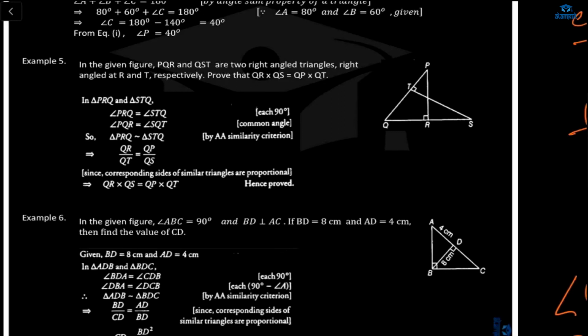Okay, in the given figure, PQR, one of the triangles is PQR, and another triangle is QST.